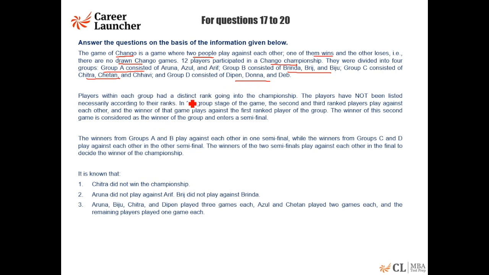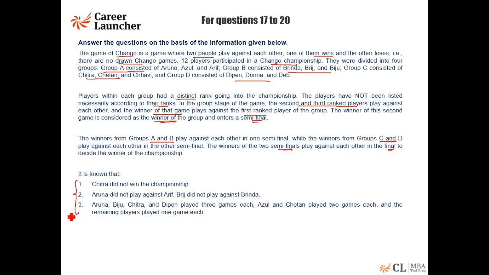Players within each group, however, had a distinct rank going to the championship. Players have not been listed necessarily according to their ranks. In the group stage of the game, the second and the third ranked players play against each other. The winner of that game plays against the first ranked player of the group. The winner of the second game is considered the winner of the group and enters the semi-final. Winners from group A and B play against each other in one semi-final, C and D in another semi-final. Winners of the 2 semi-finals play against each other in the final.